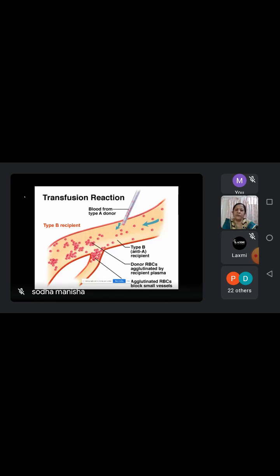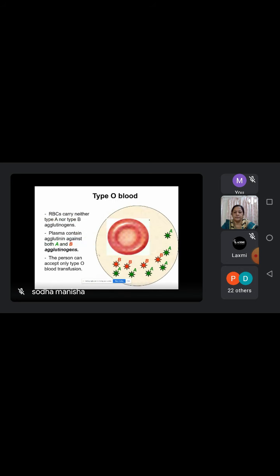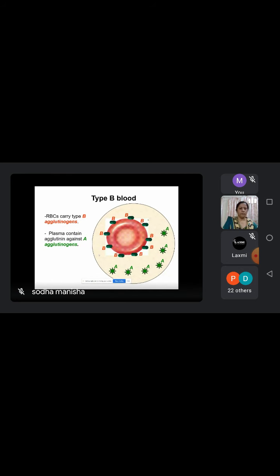So if agglutination, clumping of red blood cells, takes place in the recipient plasma, here you can say this region shows the clumping of red blood cells. The agglutinated RBCs will block the small blood vessels, the arteries and veins in our body. So it may lead to death of the recipient also. That is why it is necessary to match the blood group of donor and recipient.